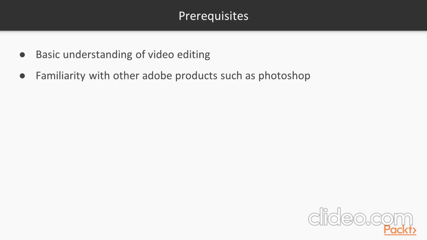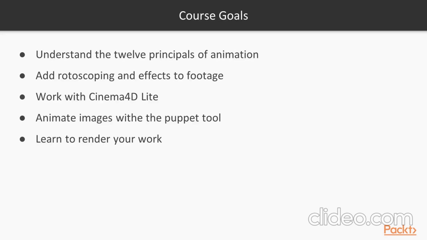There are not really any prerequisites for this course. However, it would help if you had a basic understanding of video editing and some familiarity with other Adobe products such as Photoshop. The goals of this course are to understand the 12 principles of animation, add rotoscoping and effects to footage, work with Cinema 4D Light, animate images with the Puppet tool, and learn to render your work. I'm excited to share this course with you, so let's get started.